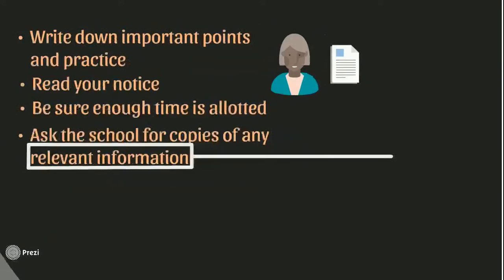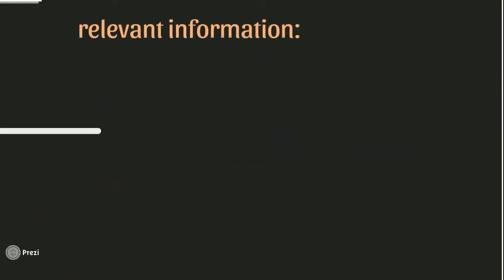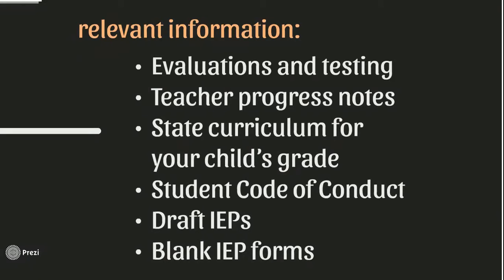This information might include the latest full and individual evaluations and any new testing the school has done, teacher progress notes, state curriculum for your child's age-appropriate grade level, the student code of conduct or a discipline code, and blank IEP forms and/or any drafts of IEPs the school may have prepared for your child.